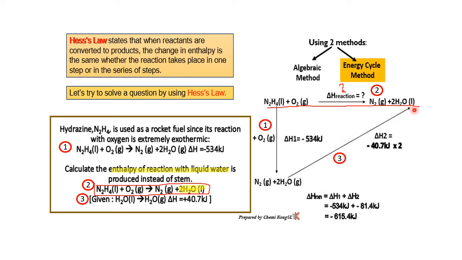Now the enthalpy of reaction equals enthalpy 1 plus enthalpy 3. Then it is equal to negative 534 kilojoule minus 81.4 kilojoule. That's why it's negative 614 kilojoule. Over here it is not per mole because you check, water is 2 mole. That's why the unit is just kilojoule.